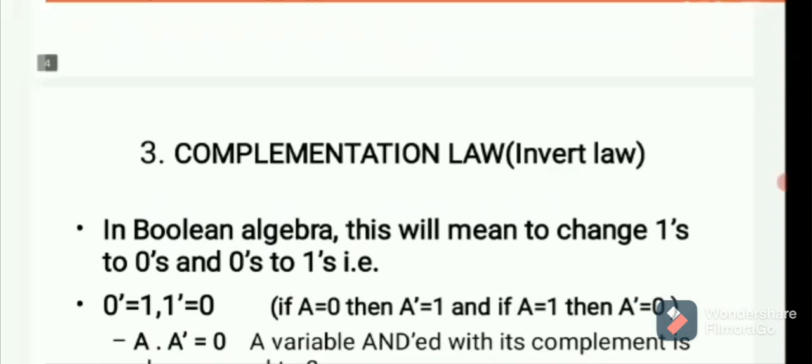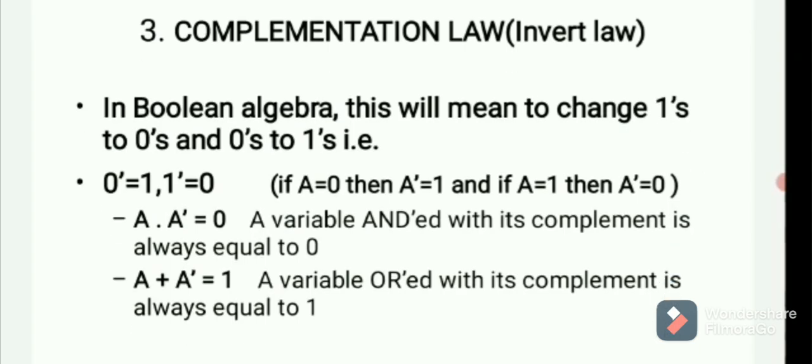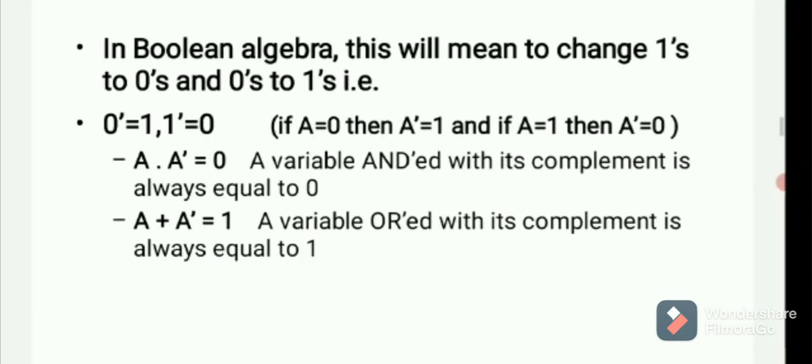Next, complementation law or invert law. The complementation law proves the NOT gate truth table. Complemented, so 0 complemented is 1 and 1 complemented is 0. A dot A bar equals 0. So we can say a variable ANDed with its complement is always equal to 0, or A OR A bar equals 1. A variable ORed with its complement is always equal to 1. This is the complementation law or invert law.